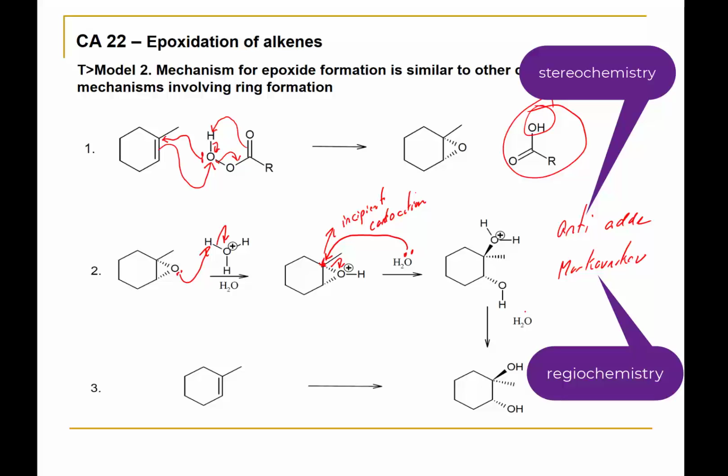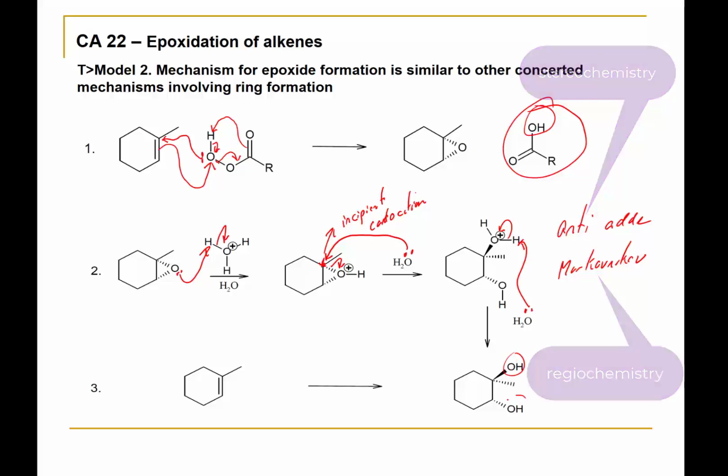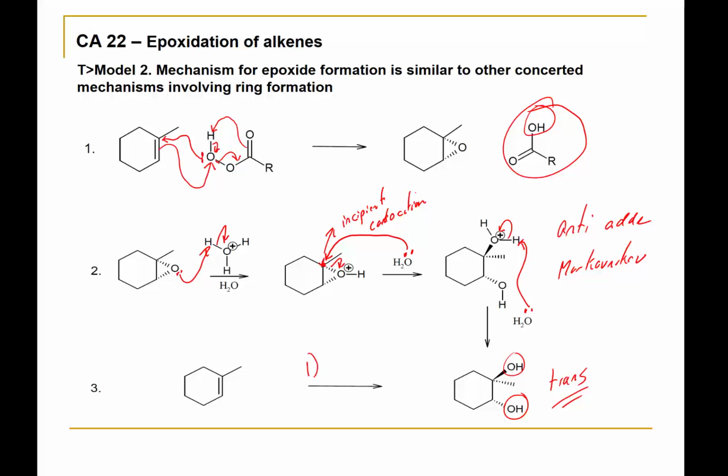There's obviously this last step involving water acting as a base, pulling off that proton, and now we have a diol. Note that in our diol, the two alcohols are trans to one another. And of course, that shouldn't be a surprise to you because, of course, this is an anti-addition. Now, in terms of writing out what the reaction conditions would be, we'd say that the first step here is the formation of the epoxide.